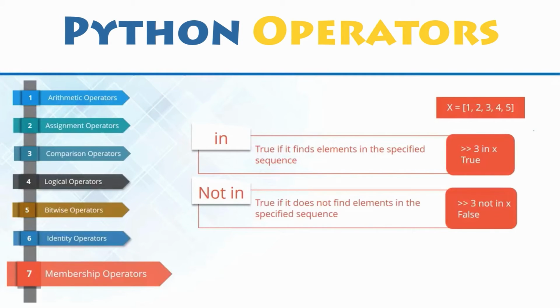Membership operators. Membership operators, in and not in, are used to test whether a value or variable is found in a sequence: string, list, tuple, set or dictionary. Following are the membership operators that we have in Python, and they return a boolean. For instance, if a value 3 is found in the list x = [1, 2, 3, 4, 5], the statement 3 in x will return true. On the other hand, the statement 3 not in x will return false, since 3 is an element of this list.